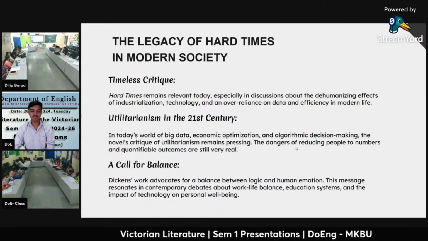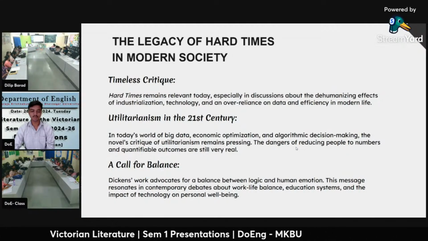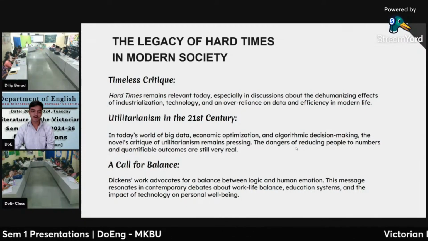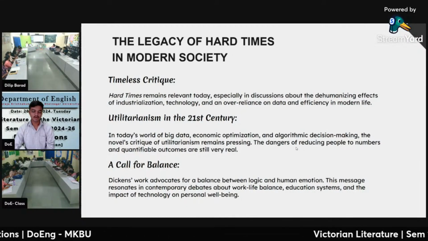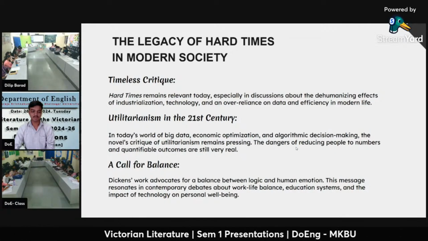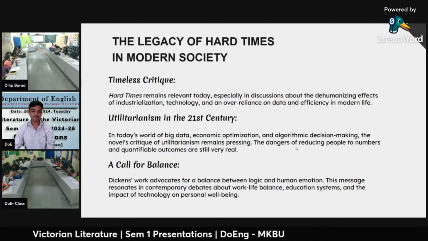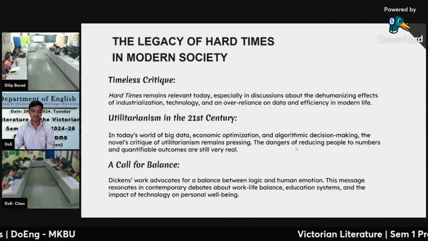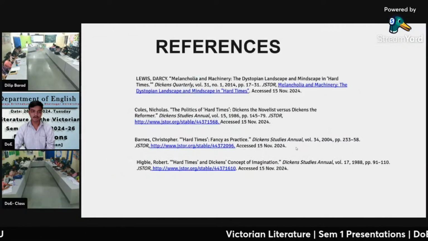The dangers of reducing people to numbers and quantifiable outcomes are still very real. A call for balance: Dickens' work advocates for a balance between logic and human emotions. This message resonates in contemporary debates about work-life balance, education systems, and the impact of technology on personal well-being.